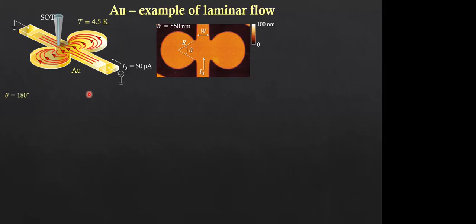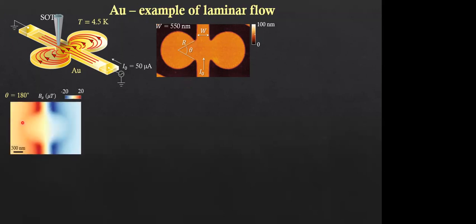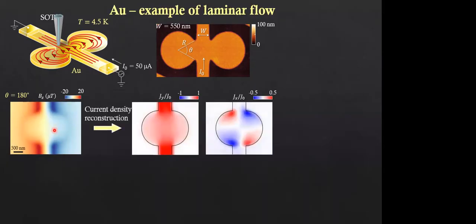Now, for an opening angle theta of 180 degrees, we measure the Bz, which looks like this. We can reconstruct the current density, and this is how Jy and Jx look. Jy being red means the current is going upwards. For Jx, blue means the current is going left, and red means the current is going right. So the streamline of the current looks like this: it's going up because of the Jy, red going right, blue going left, and then again going to the drain.